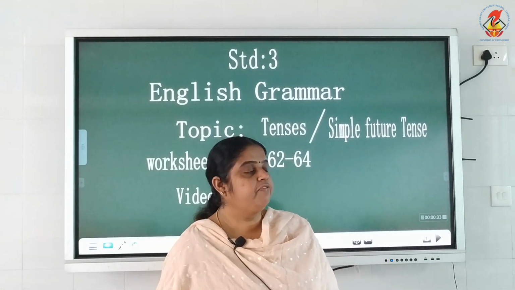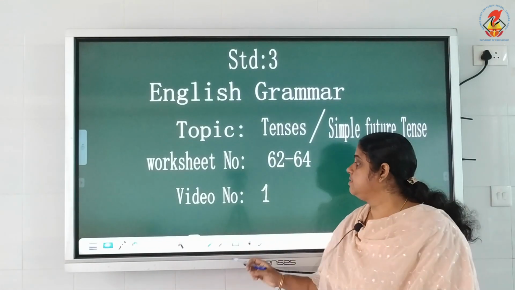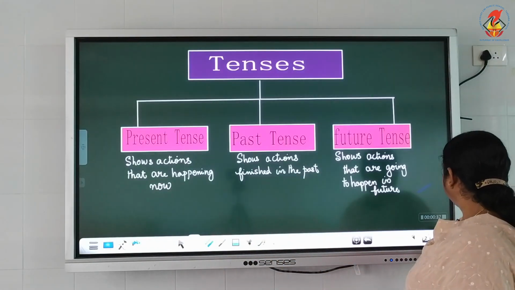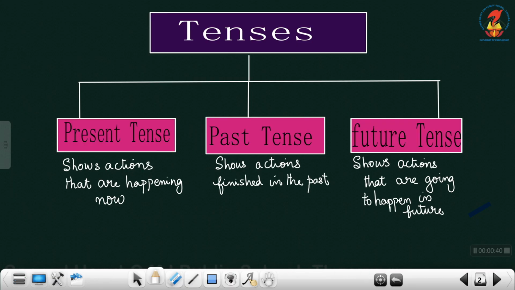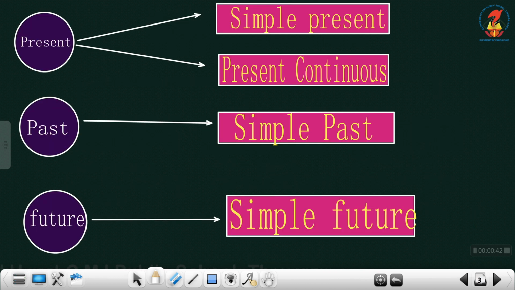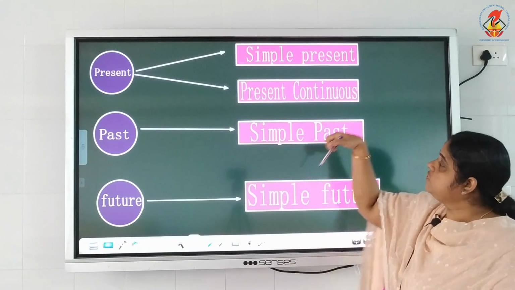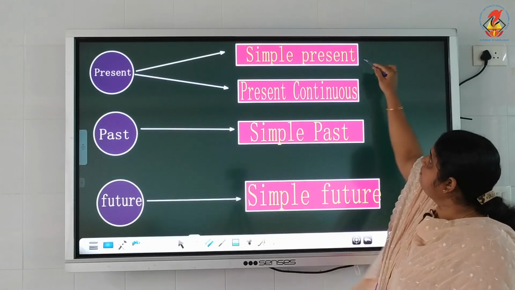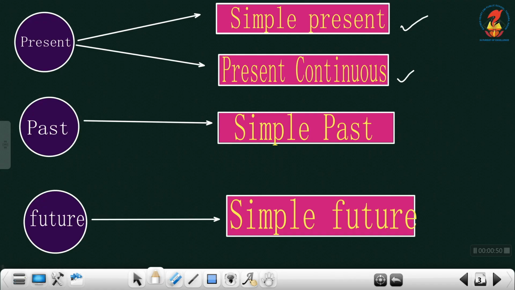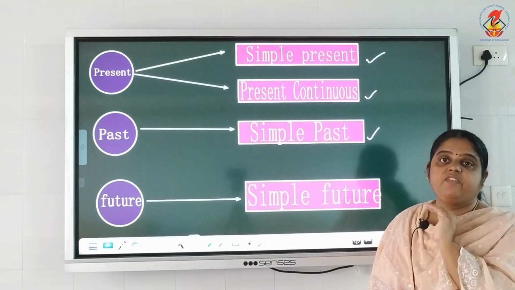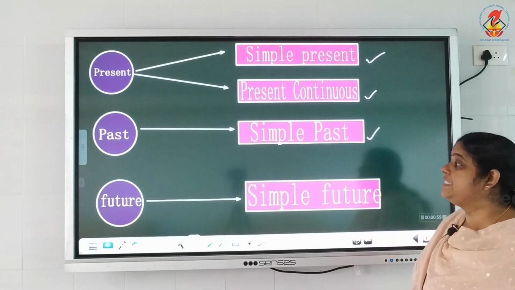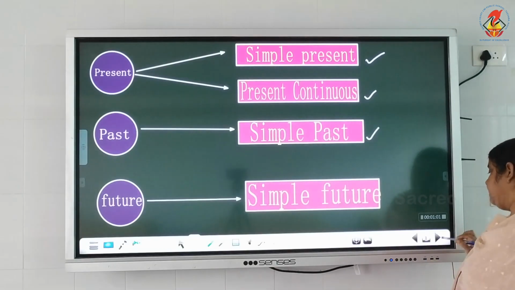Okay, so we already finished the other tenses, that is present and past, and now we are going to study the future tense. In the subdivisions we finished with simple present tense, present continuous tense and simple past tense. Now it is simple future tense. First we will see what simple future tense is and the format of that.